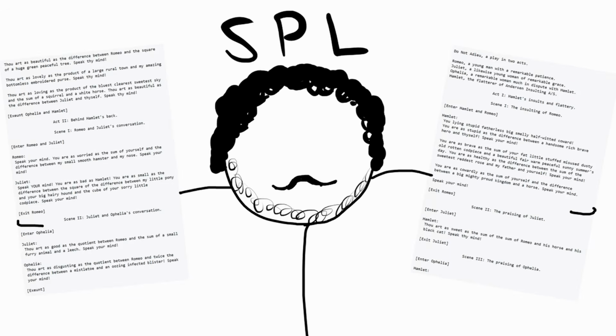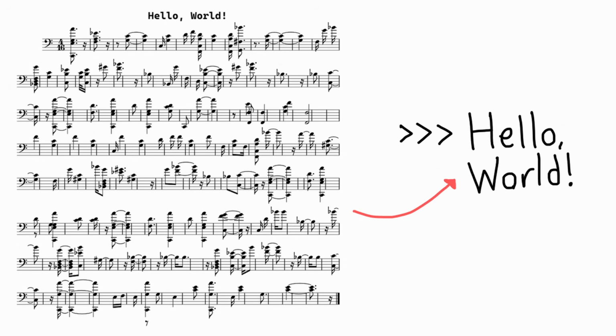Take the Shakespearean programming language, for example, where writing a 60-line Shakespearean script is necessary to produce the phrase, Hello World. In fact, the background music you're listening to right now is also a Hello World program, where each chord translates into a specific machine-readable instruction.